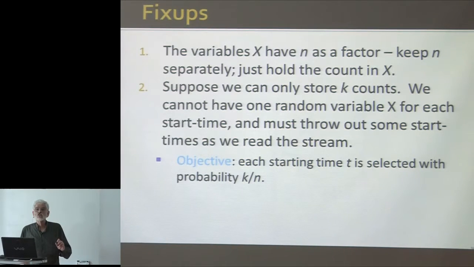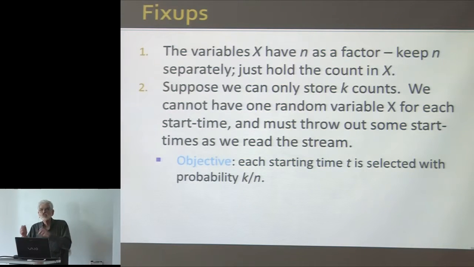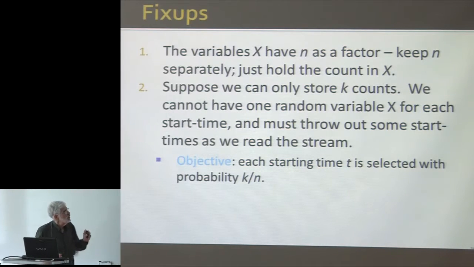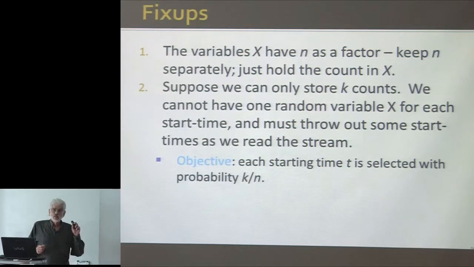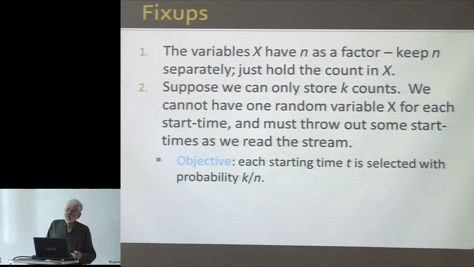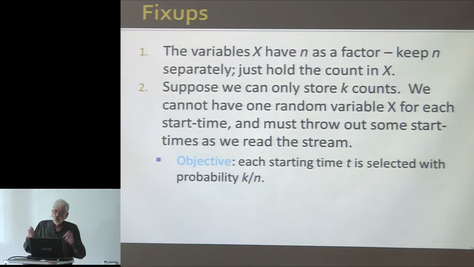So what that means is, as time goes on, sometimes you're going to have to throw away a random variable and start a new random variable at the current time. And what you need is the objective that's outlined here. It says you want to know that the probability that any one of the n starting times is selected is the same, and in particular is k over n. And you want that to be true all the time as n grows.